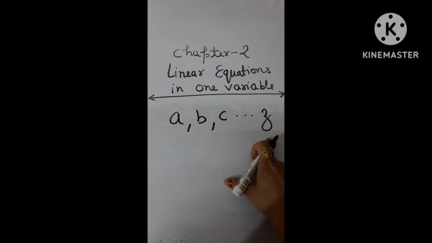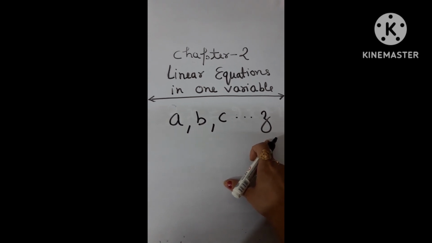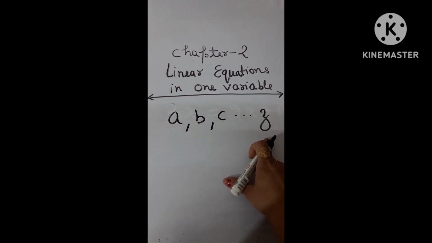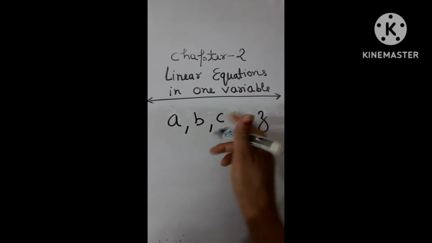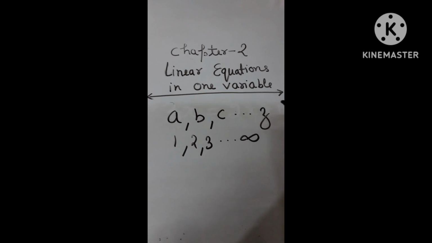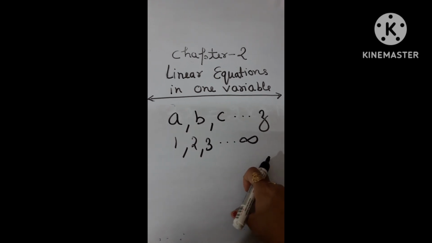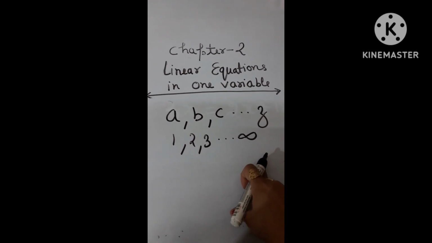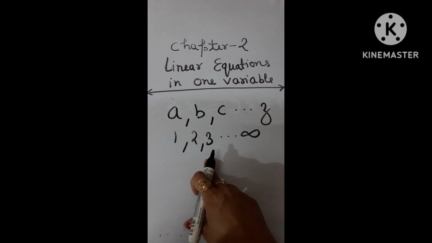Okay, if we talk about the constants, they have fixed values. All the numerals 1, 2, 3 up to infinity, all these are what? These are your constants. Okay, and their values are fixed.